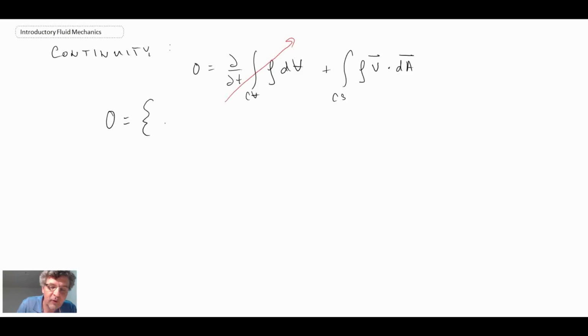For mass crossing on the inlet boundary, remember the area vector is always pointed in the outward direction, and here we have a velocity vector, v in the s direction, I'll draw it that way. So that's going to give us a negative term for the first part of the mass conservation.